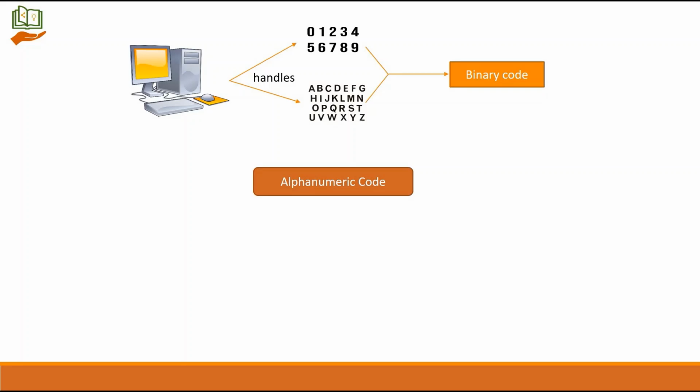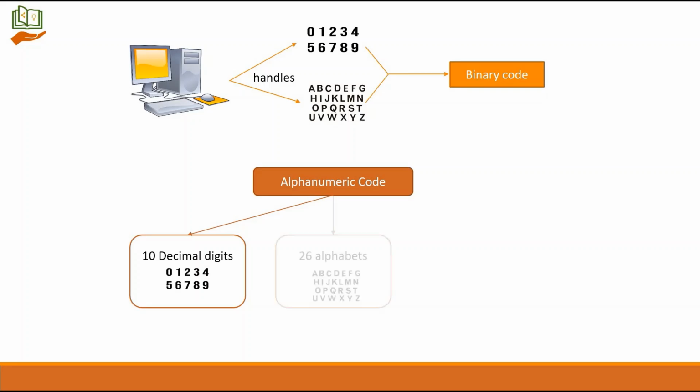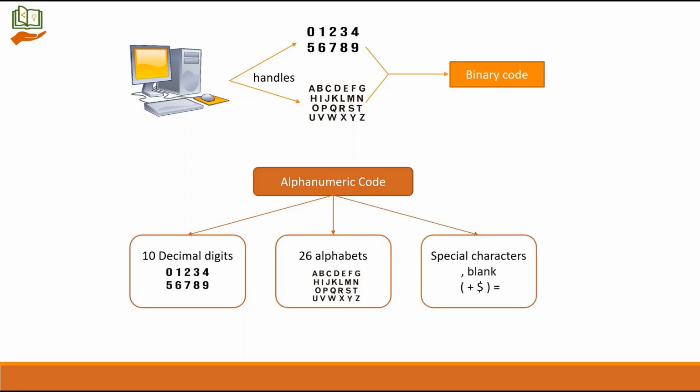What does this alphanumeric code consist of? It consists of the 10 decimal digits 0, 1, 2, 3, 4, 5, 6, 7, 8, 9. It consists of the 26 alphabets A, B, C, D, E, F, G, H, I, J, K, L, M, N, O, P, Q, R, S, T, U, V, W, X, Y, Z and special characters like comma, full stop, blank.